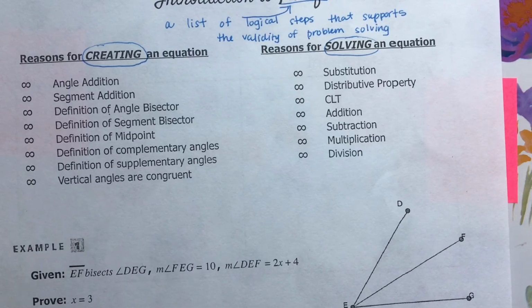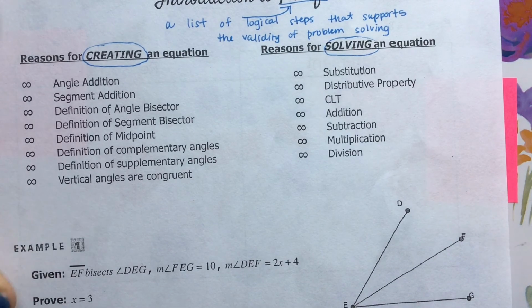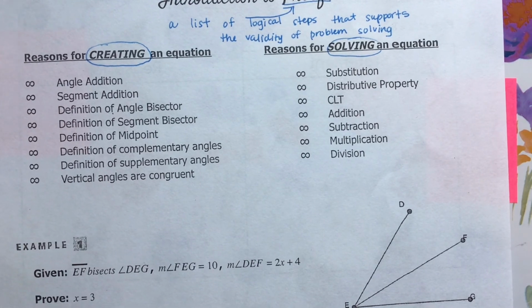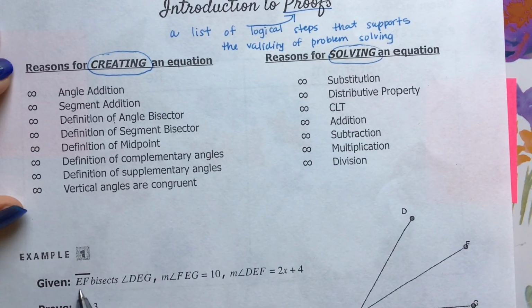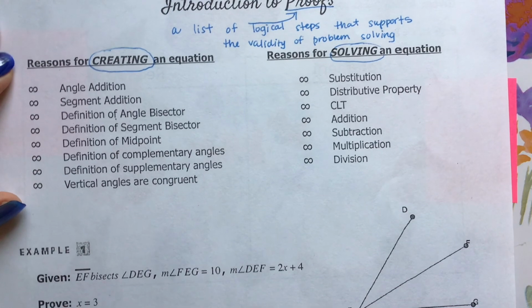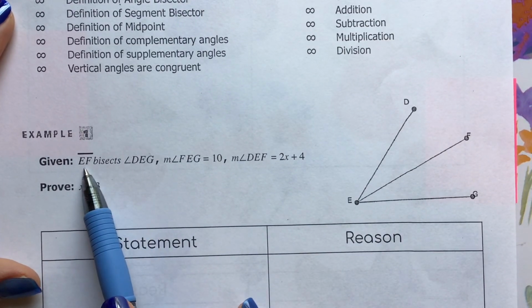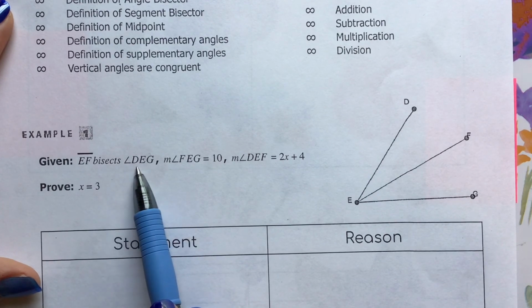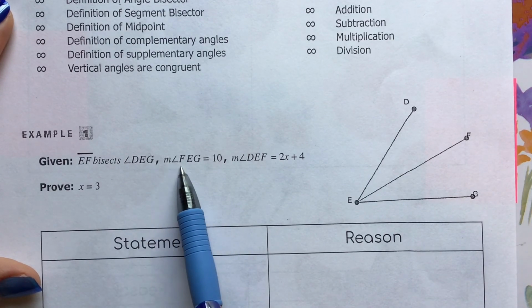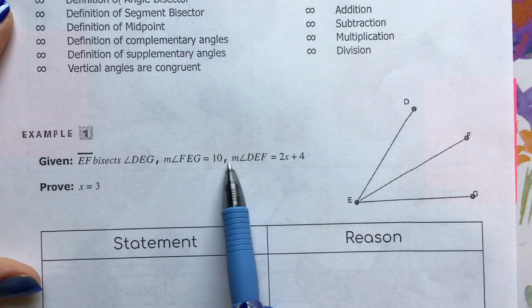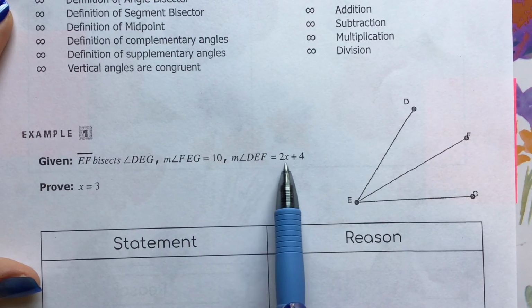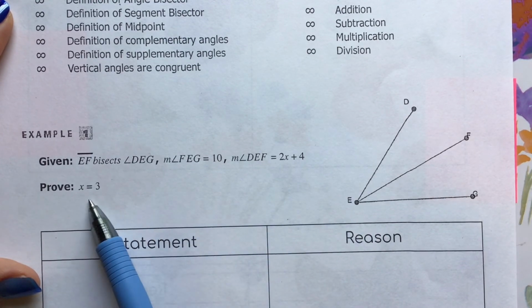All right, so our first example says, given that segment EF, let me put that in your view a little bit better, sorry. Given that segment EF bisects angle DEG, and the measure of angle FEG is equal to 10, and the measure of angle DEF is equal to 2x plus 4, prove that x equals 3.